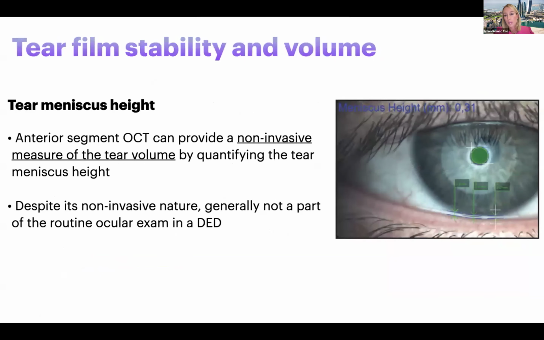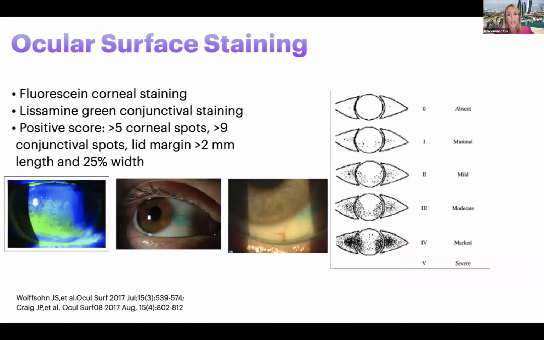Tear meniscus height can be measured, of course, on the slit lamp, but we can also do a non-invasive measurement with the anterior segment OCT. But despite being non-invasive, it still did not become part of the routine dry eye exam. Ocular surface staining is, of course, an important step in the exam. We do fluorescein corneal staining and lissamine green conjunctival staining. A positive score is above 5 corneal spots and more than 9 conjunctival spots. And we use the Oxford scale for grading of this surface staining.